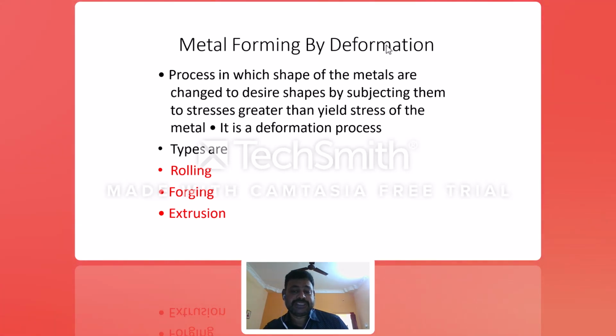In this process, the shape of metals is changed to the desired shape by subjecting them to stress greater than the yield stress of the material. Yield strength is a stress level; if you apply a load beyond this, the metal starts to deform. So whatever raw material or workpiece you are using, first we need to know the yield strength. Apply the load beyond that, and only then is metal forming facilitated. Here the applied load takes three forms: rolling, forging, and extrusion. These three are important processes.